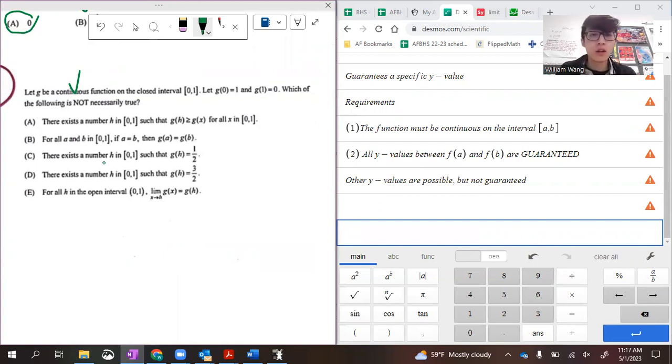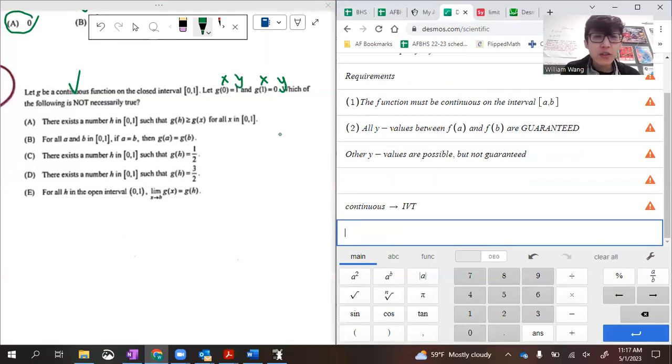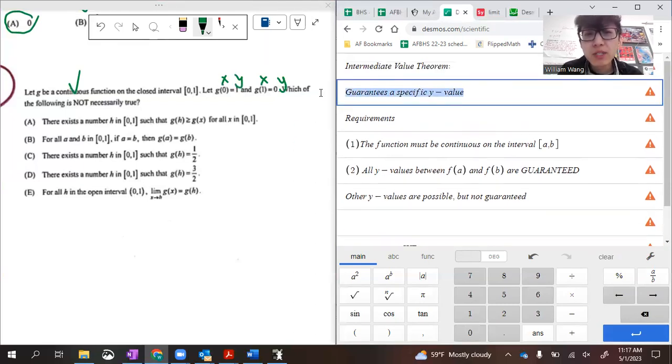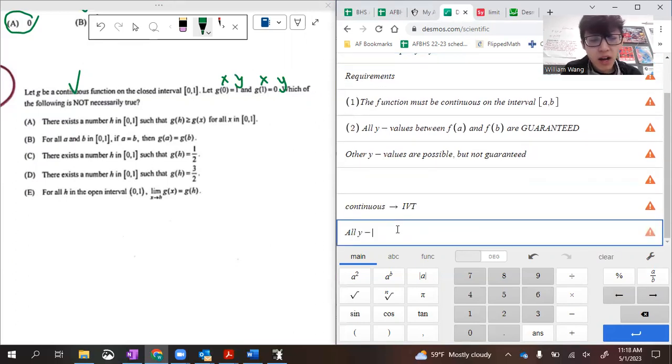All right, so g of 0 is equal to 1. So 0 is an x value, 1 is a y value, 1 is an x value, 0 is a y value. Which of the following is not necessarily true? Okay, well, before I even look at my answer choices, what does this guarantee? All right, so it's continuous, so I can use IVT. And remember, all my guarantees are specific y values. So all y values between 1 and 0 are guaranteed.